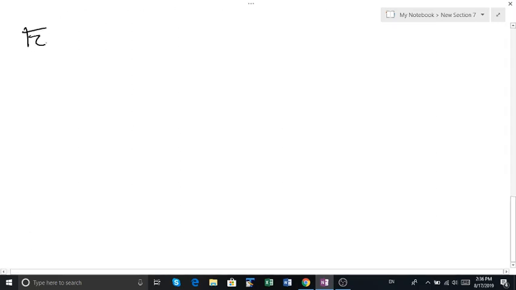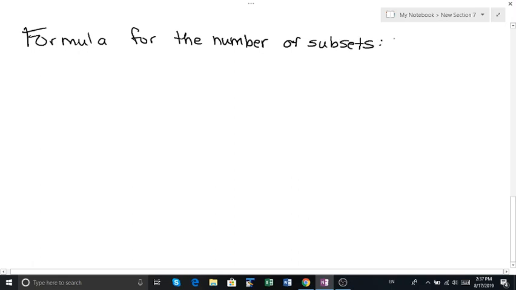All right, so the formula for the number of subsets is equal to 2 to the nth power, where n is the number of elements in the set.